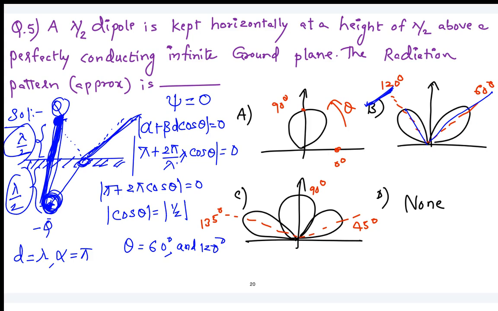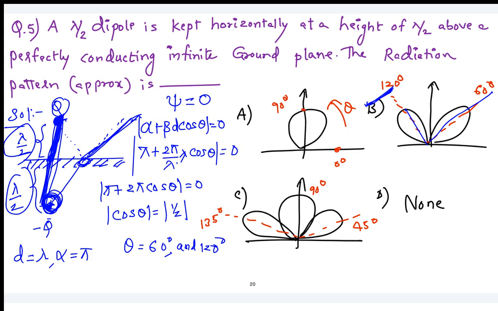So what is this question? There is a dipole antenna located at a height of lambda by 2. Whatever electric field is generated from this, if it hits the conducting plate, it is going to create another reflected wave, which means the incident and reflected waves have a 180 degrees phase shift, right? So the reflected wave is accounted for by taking another dipole located below the ground plane at the same distance. That's what we have seen in method of images.